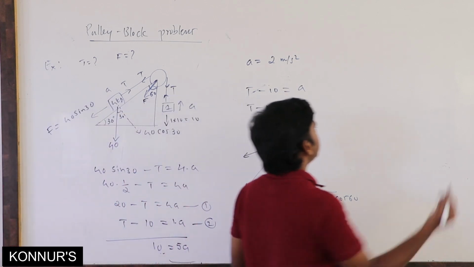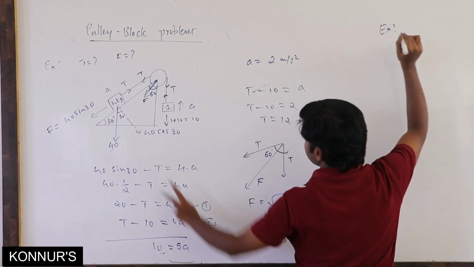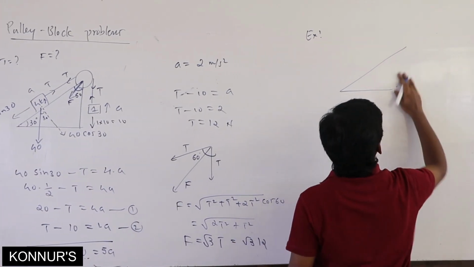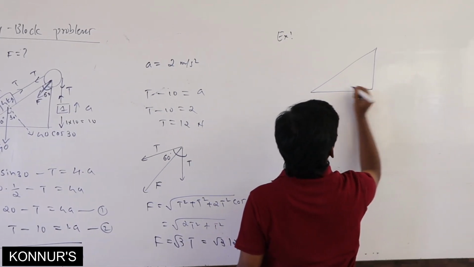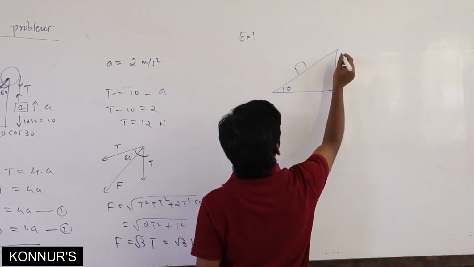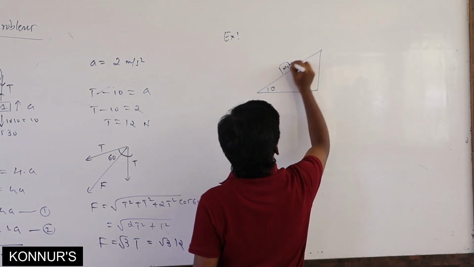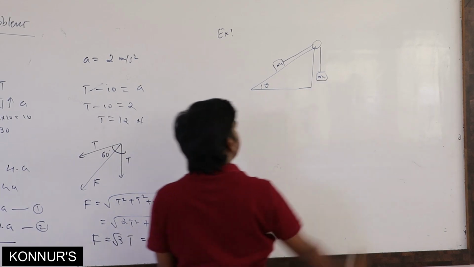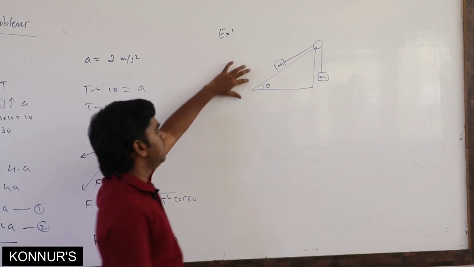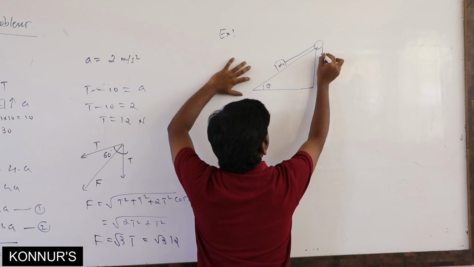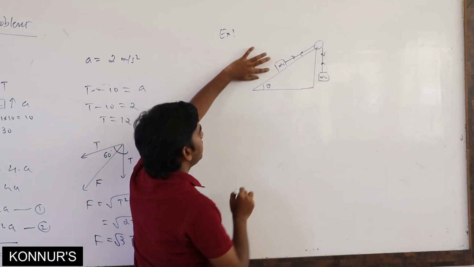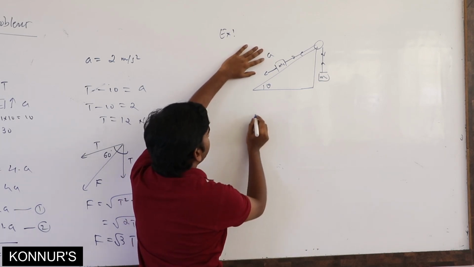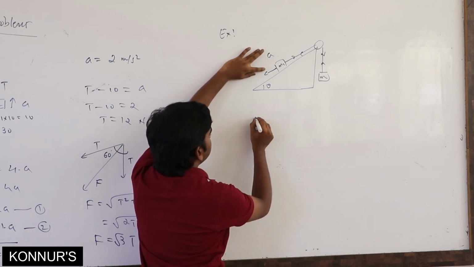Sometimes they may ask you to find the angle also. A very interesting one: two masses are connected on an inclined surface, this is the theta. Here mass m1 is there, and here another mass m2 is there. They may ask you to calculate theta also. Okay, so tension you can take. What can you write here? Tension, I will take in this direction. Acceleration. So what is the net force here?